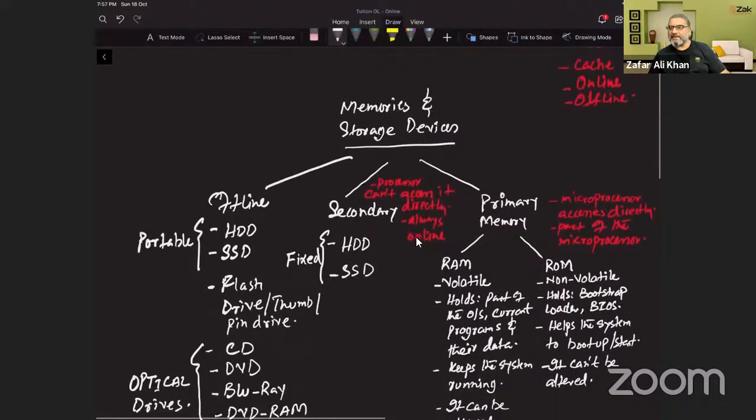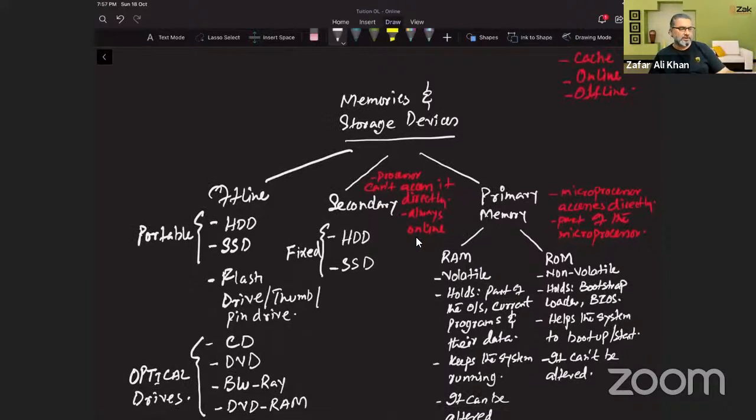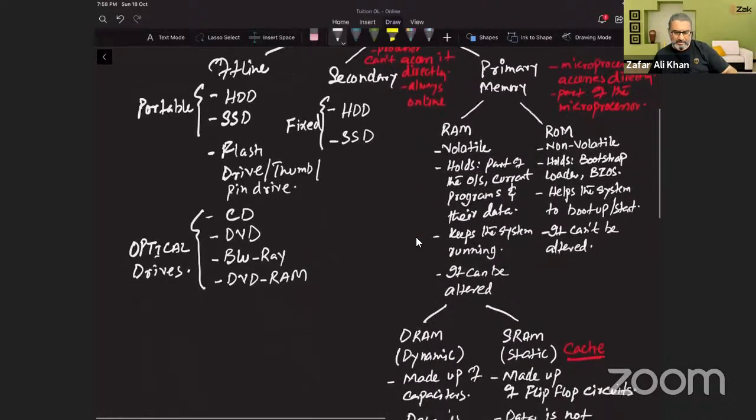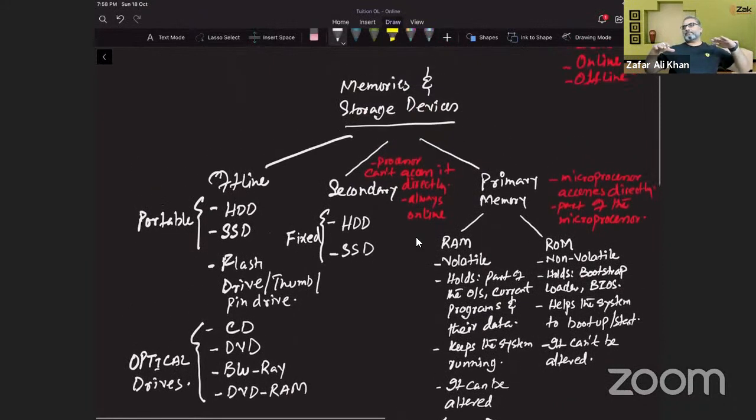Alright. Secondary, which is basically fixed inside the box, which we do not replace frequently: hard disk, SSD. A 1TB SSD drive is good enough for years. Hard disk might be, if it is a 1TB hard drive or 2TB hard drive, also enough for years. We don't need to change it. So if it is inside the computer, it is called a fixed hard disk drive or fixed solid state drive. And if it is outside the computer, it is portable. It is offline, then it is not secondary, it is offline. Then we have got flash drive, CD, DVD, Blu-ray, DVD RAM and all. So this is basically a mind map for what we have to learn in these memories and storage devices.